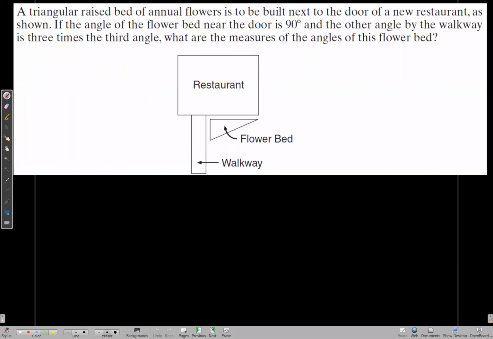Okay, next. This one is not that hard. So please read the problem. You can pause the video and read. This is 90 degrees and it says the other angle by the walkway is 3 times the third angle. So if this is, see, this is the walkway, so this is 3x. So 4x plus 90 equals 180, which means 4x equals 90 and x is going to be 22.5, right?